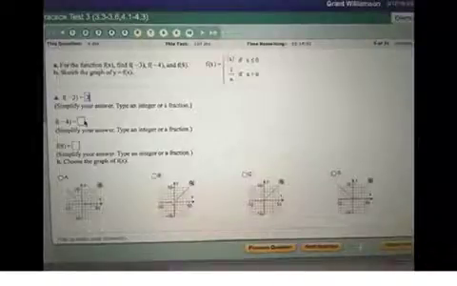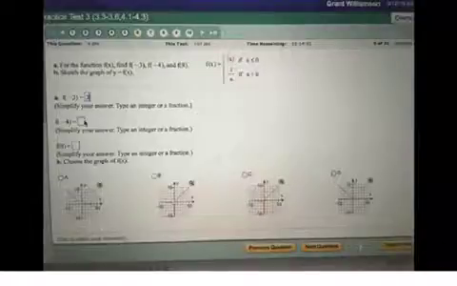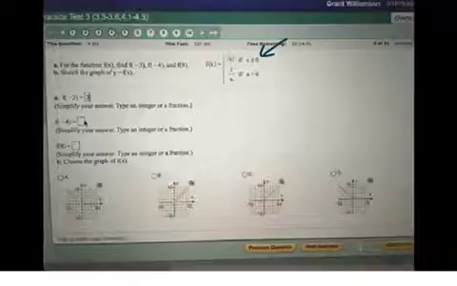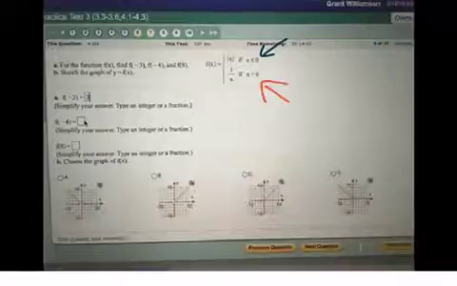Okay, so this is a piecewise function, which is basically saying anything past x equals 0 will behave differently. So up until and including x equals 0, it's going to behave like the absolute value of x. Afterwards, it's going to behave like this bottom function, which is 1 over x.